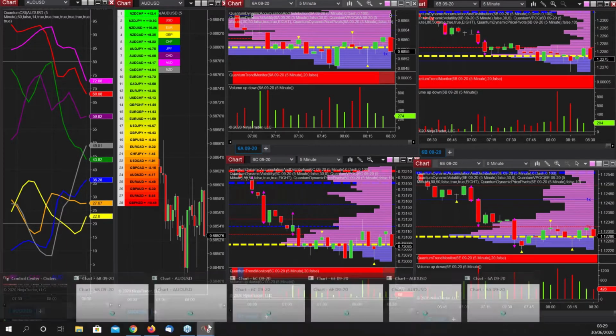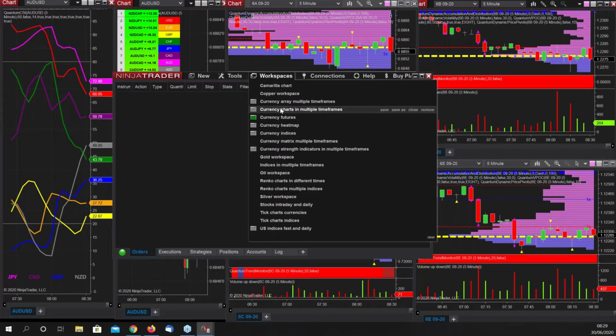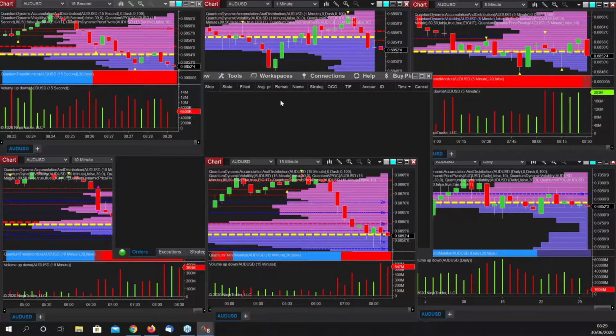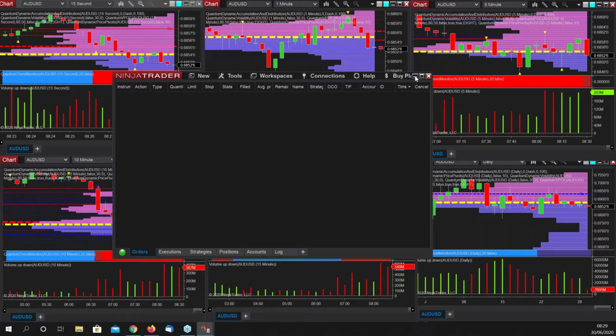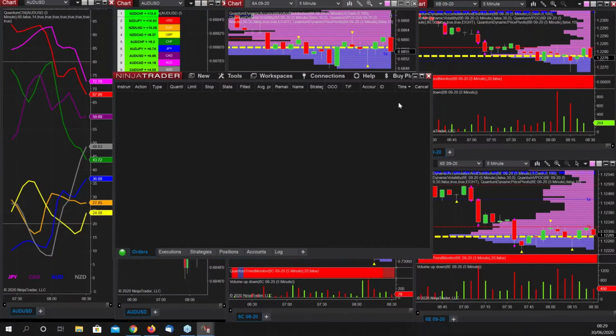Right, so let me just check and see what we've got. I'm pretty sure I've got more or less everything here. That's not too bad. That's okay. That's Aussie dollar. That's what we were talking about earlier on. Let's just start with the currency futures though, if I may, because I just want to highlight something here as well.